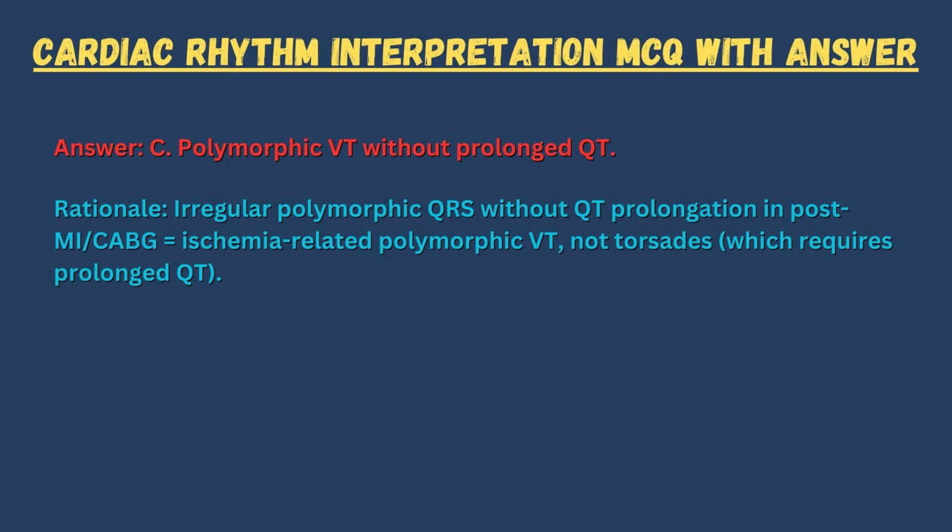Answer. C. Polymorphic VT without prolonged QT. Rationale. Irregular polymorphic QRS without QT prolongation in post-MI/CABG equals ischemia-related polymorphic VT, not torsades, which requires prolonged QT.